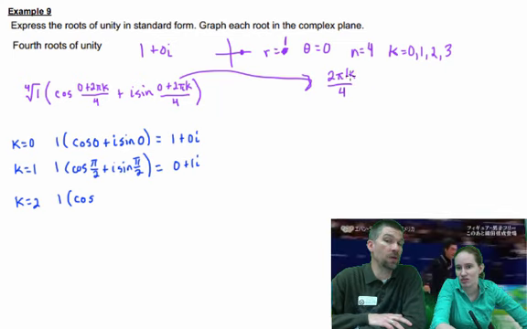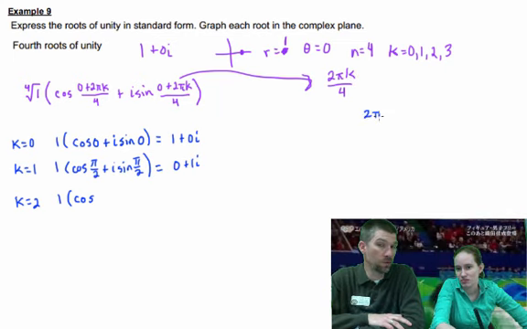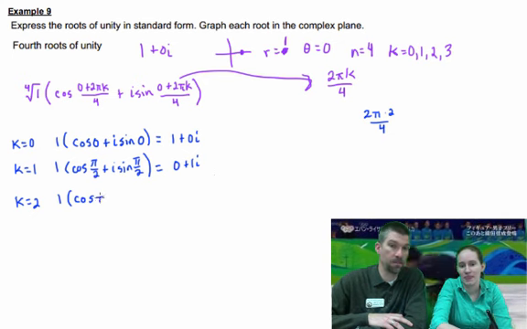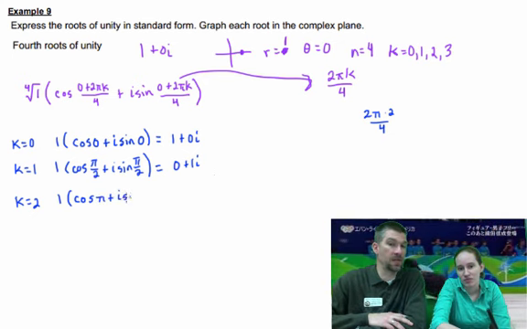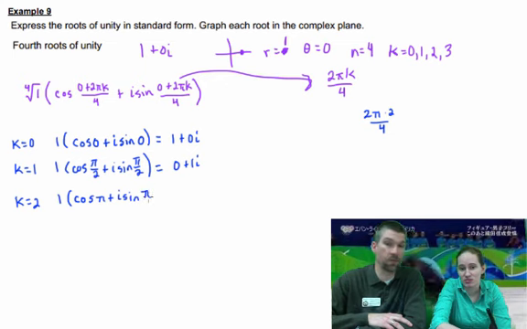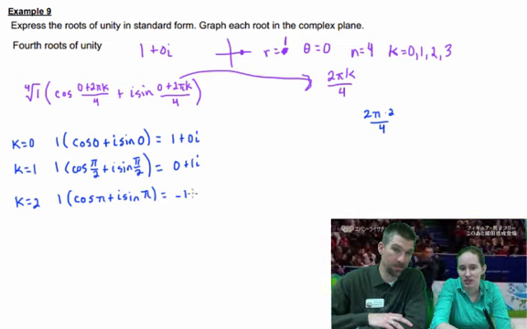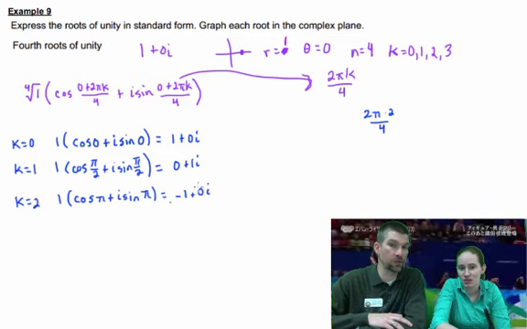Because now when you do 2k times 2, that's 4 pi over 4, which is just pi. And everybody knows the cosine of pi is -1. Everyone. That's general knowledge. And sine of pi is 0. Yes, that's also general knowledge.